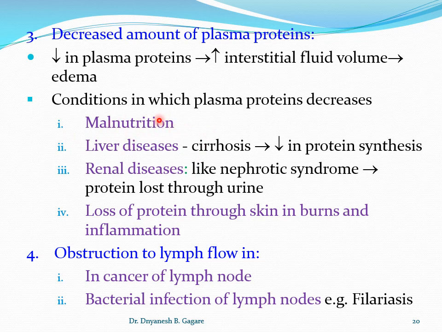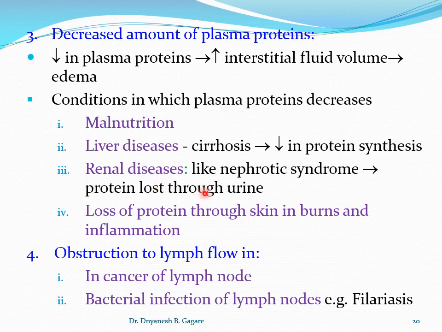If the protein level in the diet is less, that also leads to a decrease in plasma protein. Liver diseases: most of the proteins are synthesized in the liver, and plasma proteins are synthesized in the liver. If there is a disease, for example cirrhosis, then it leads to a decrease in protein synthesis and ultimately a decrease in plasma proteins, with an increase in interstitial fluid volume and edema.